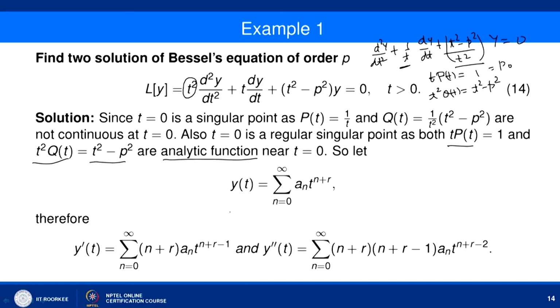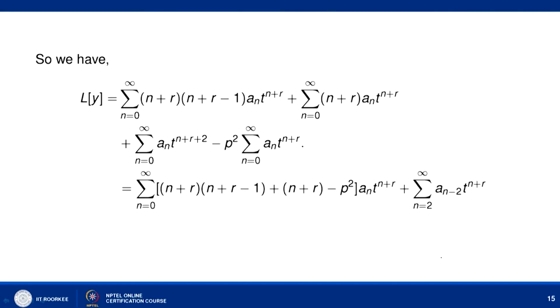So here assuming that y(t) equal to summation n equal to 0 to infinity a n t to power n plus r is a solution of this, and then we try to find out the coefficients a n and the possible values of r for which it acts as a solution here. So again do it in the same way, you calculate y dash t equal to summation n equal to 0 to infinity (n plus r) a n t to power n plus r minus 1, and calculate y double dash t, that is summation n equal to 0 to infinity (n plus r)(n plus r minus 1) a n t to power n plus r minus 2.